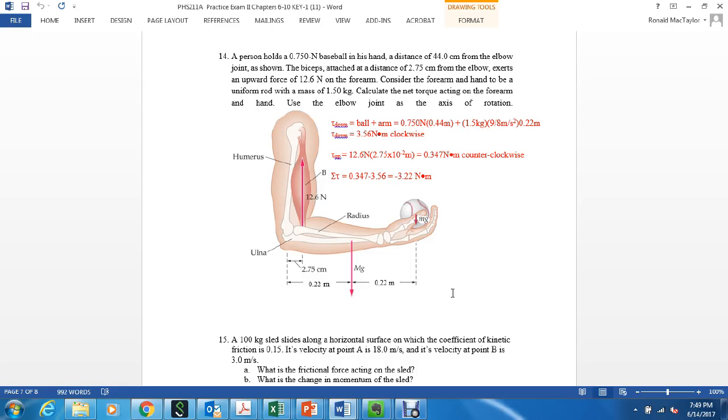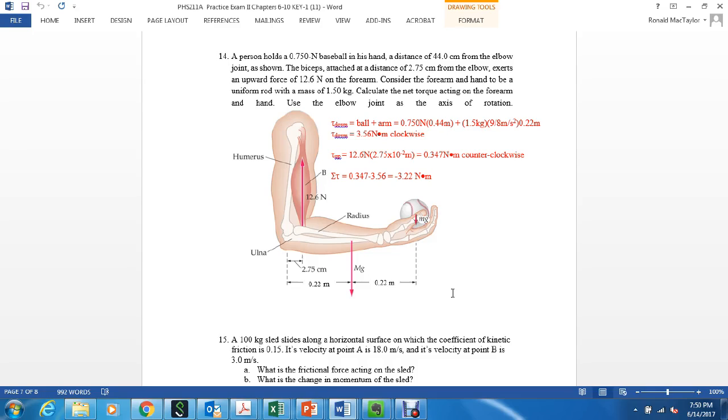The mass of the arm is distributed across the whole length of the arm, so what we're going to do is pretend that all of that mass is located at the center of gravity, which is the center of the arm. That's what they meant by uniform rod. We'll just pretend that all of the mass is located at the center. So that's 0.22 meters of this 0.44 meter long arm. And so we figure out the net downward torque is 3.56 Newton meters. That's torque that is going clockwise.